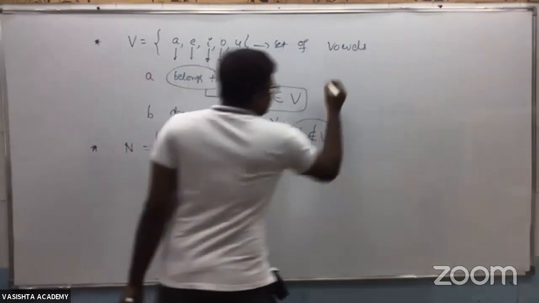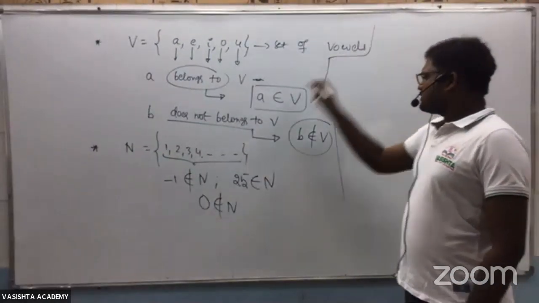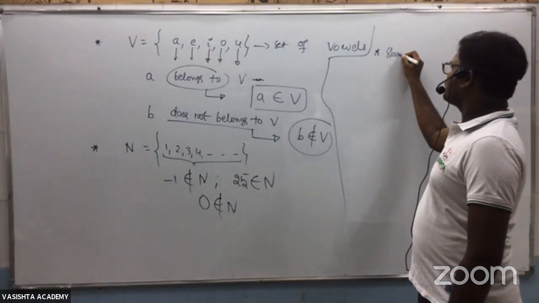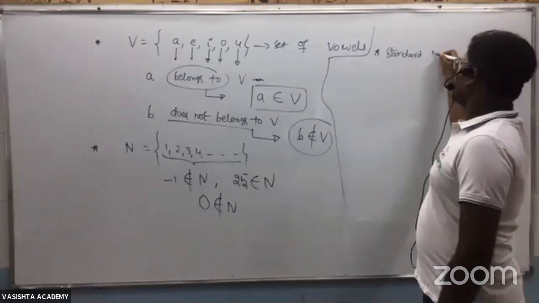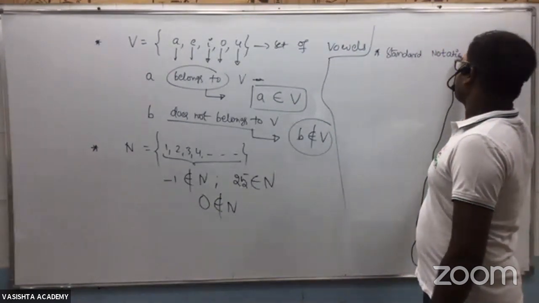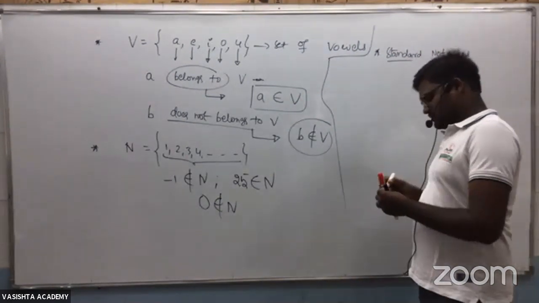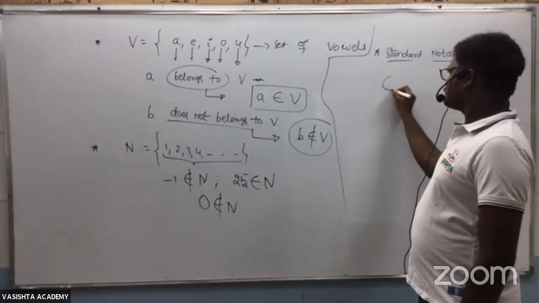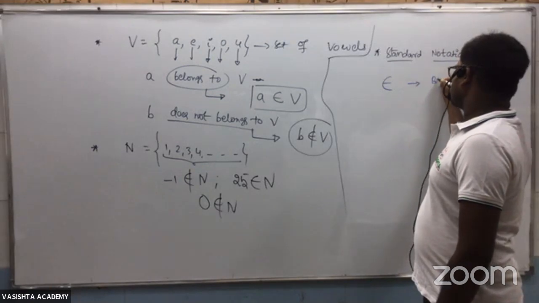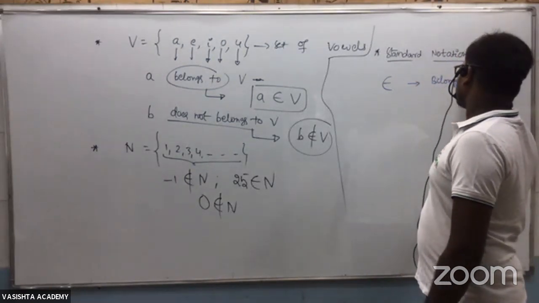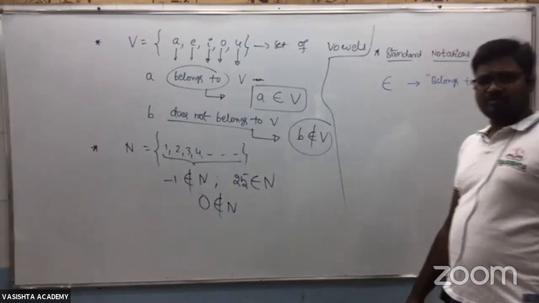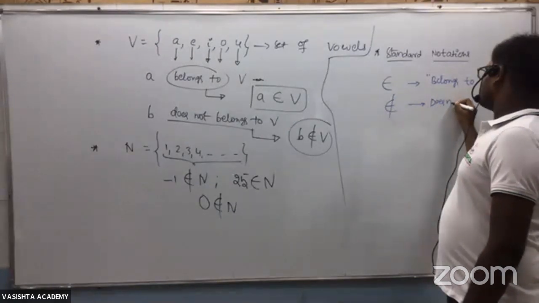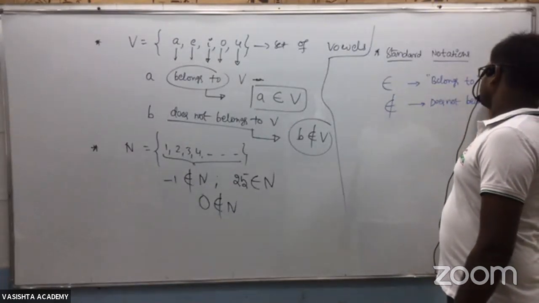Understood? So now here, in addition to these two symbols, we have a few more symbols. I'll just write it here. Please note it down. Standard notations. First one, epsilon. This is nothing but belongs to. This is does not belong to.